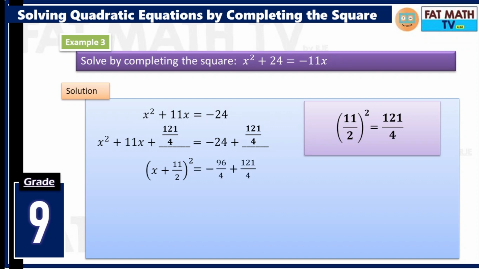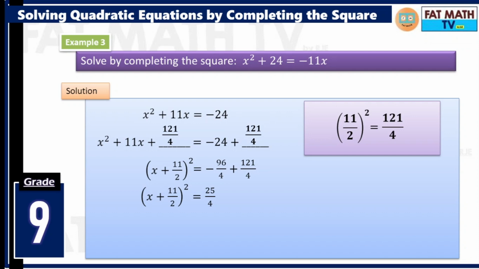So take the least common denominator. This is a whole number, so denominator is 1. So 1 and 4, you will get 4. And then find the equivalent fraction of negative 24 with denominator 4. So it's just 4 divided by 1. That's 4 times 24. That's 96. And then negative 96 over 4 plus 121 over 4. That is 25 over 4. So x plus 11 over 2 squared equals 25 fourths.